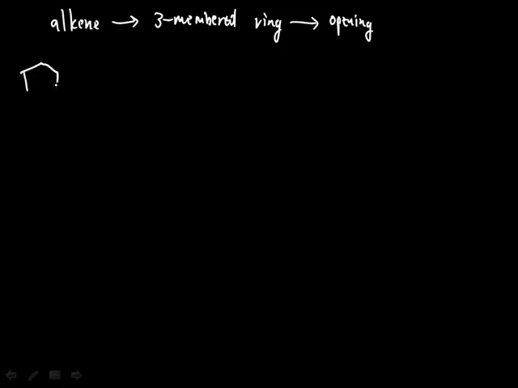So what we're starting to see is a pattern with bromonium ions and epoxides now, that we go from an alkene to a three-membered ring, be it a bromonium ion or epoxide or something else, which is then opened to give us our final products. So if we have this cyclohexene, then using MCPBA, we can convert it into cyclohexene oxide.